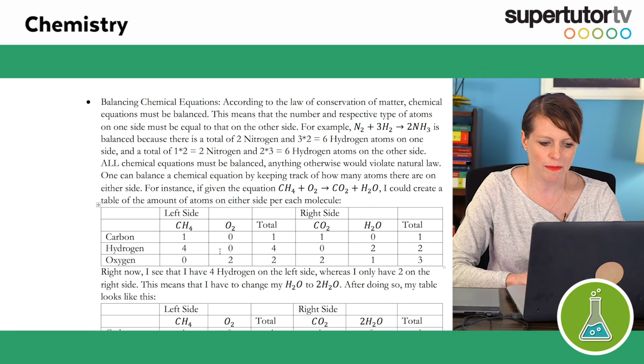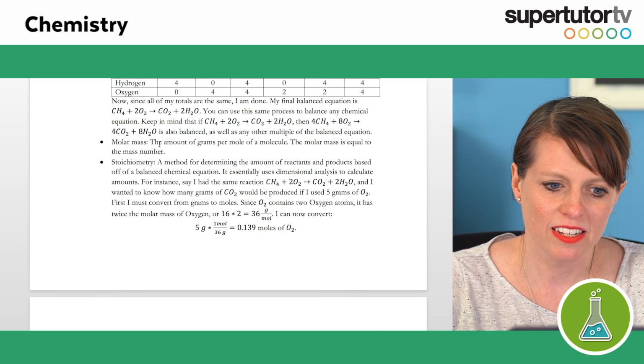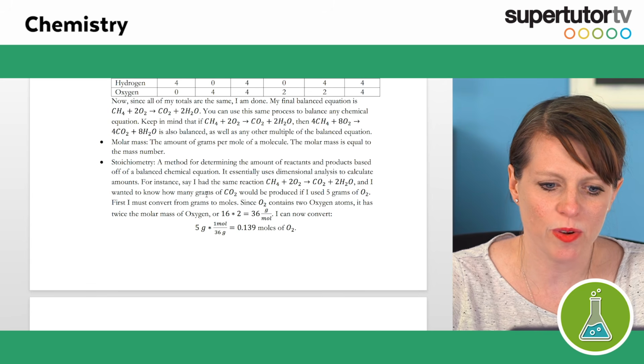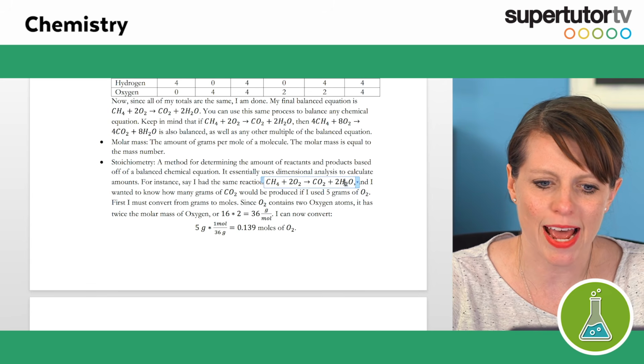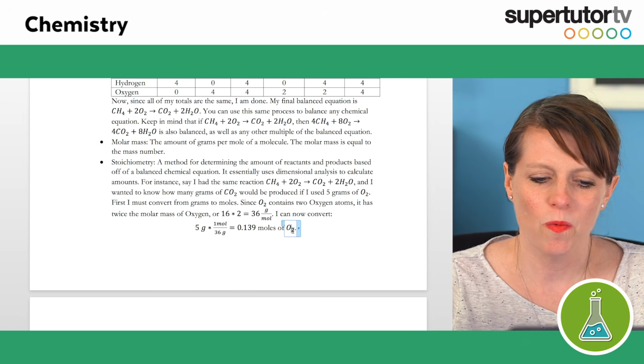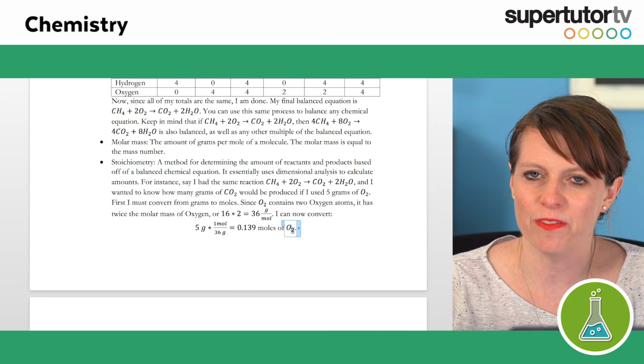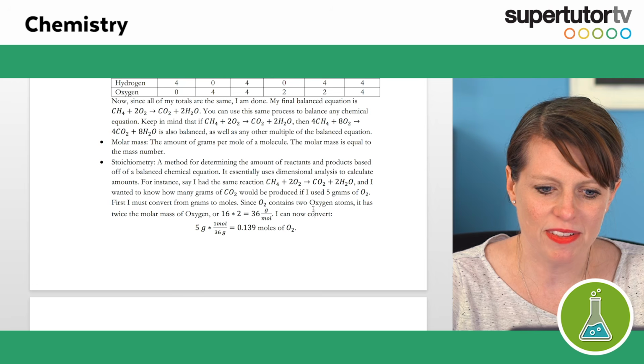And then here we have a little example: molar mass, the amount of grams per mole of a molecule, good to know. Stoichiometry, another thing that you should know, and this is like what happens when we combine 1 beaker of this concentration and another beaker of this concentration. What kind of happens? Good stuff to be familiar with.